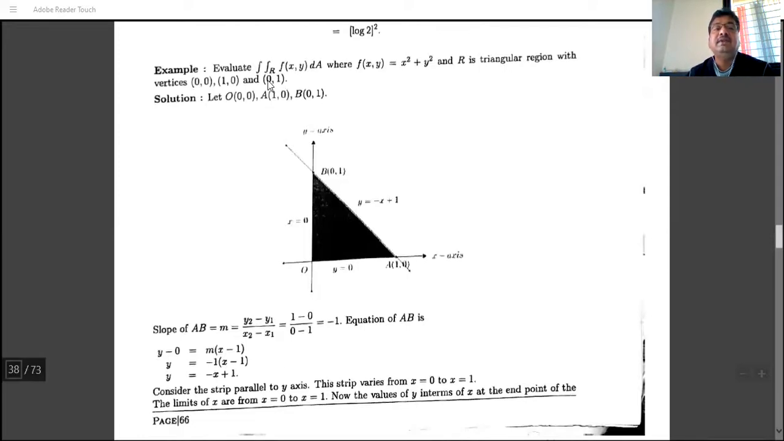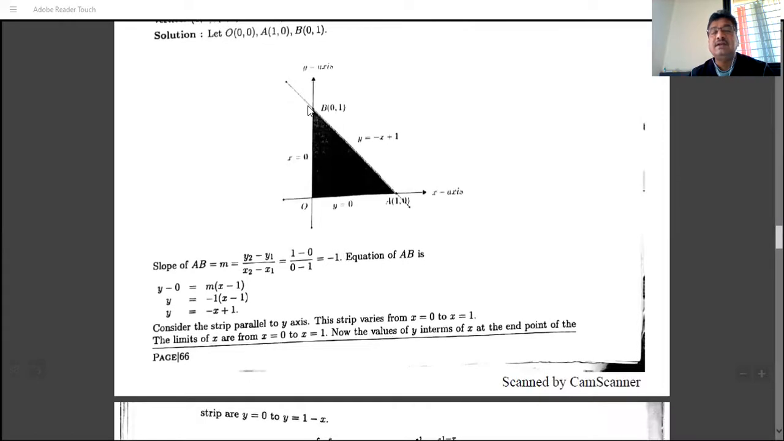Then evaluate the double integration over R of f(x,y) dA, where f(x,y) is x square plus y square, and R is the triangular region with vertices (0,0), (1,0), and (0,1). So this is (0,0), this is (0,1), and this is (1,0), and this is the region. And we have to integrate f(x,y) over this region R.